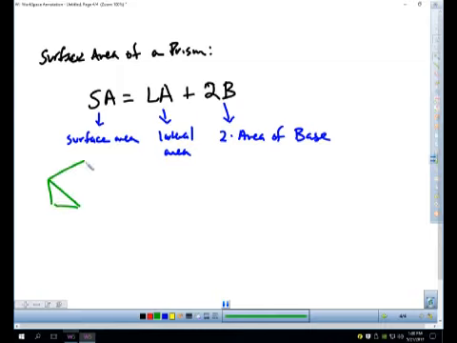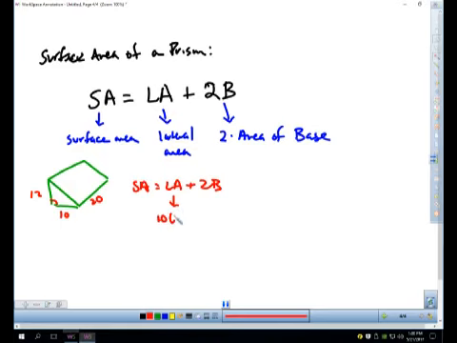But the lateral area will always be rectangles. Let me just give you an example of what we're talking about. Suppose I have a right triangular prism. So it's a right triangle base, and it's a prism. Let's say those dimensions are 12 by 10, and then the distance between the bases, we call that the height of the prism. The height of the prism is 20.